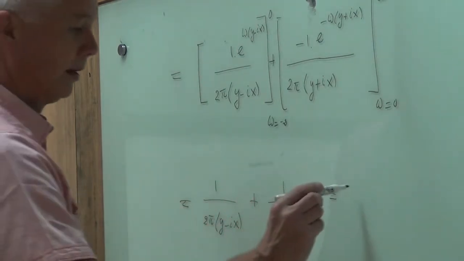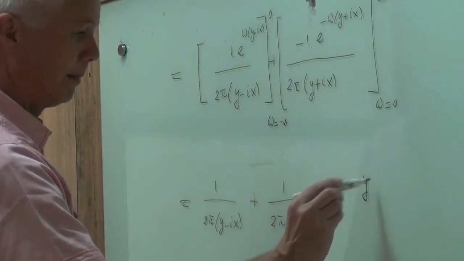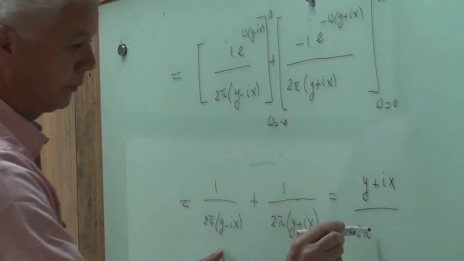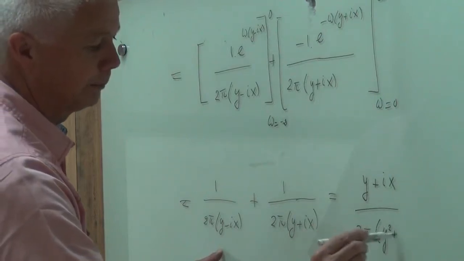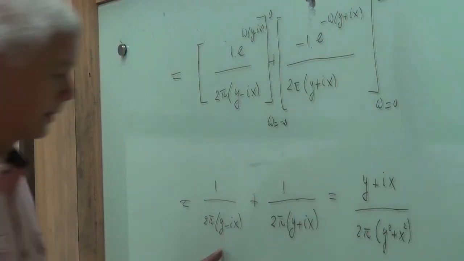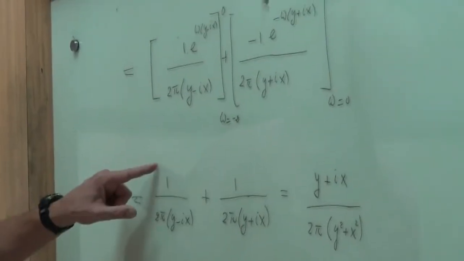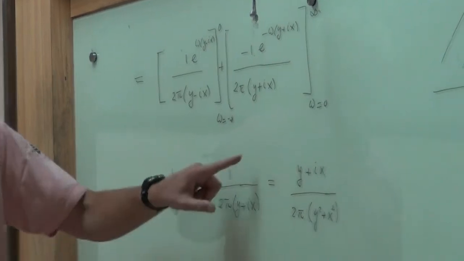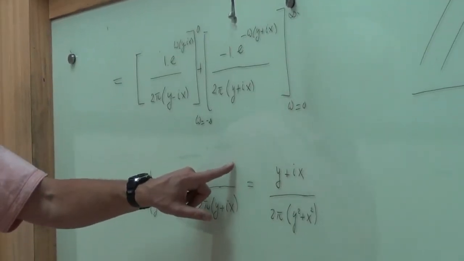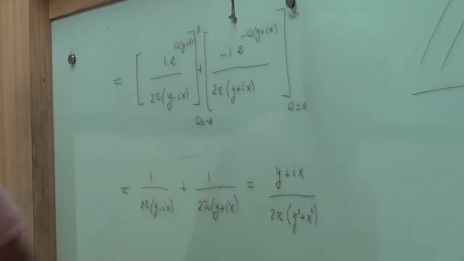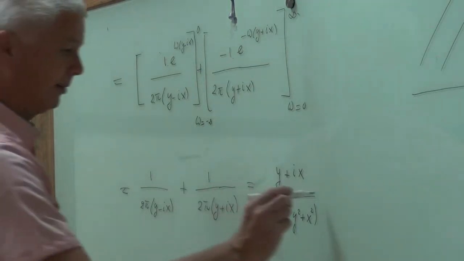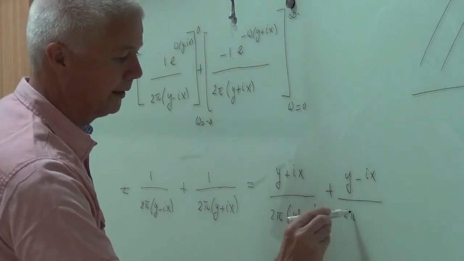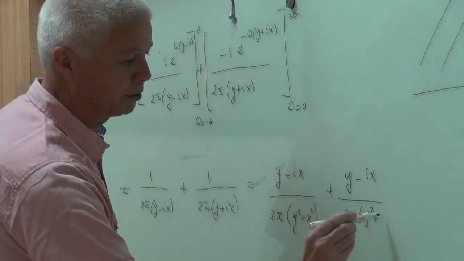So you'll get y plus ix over 2 pi, and then you will get over here y squared plus x squared. Yeah? Denominator and numerator are multiplied by y plus ix, and similarly I multiply here the numerator and denominator by y minus ix, and then I get plus y minus ix over 2 pi times y squared plus x squared.